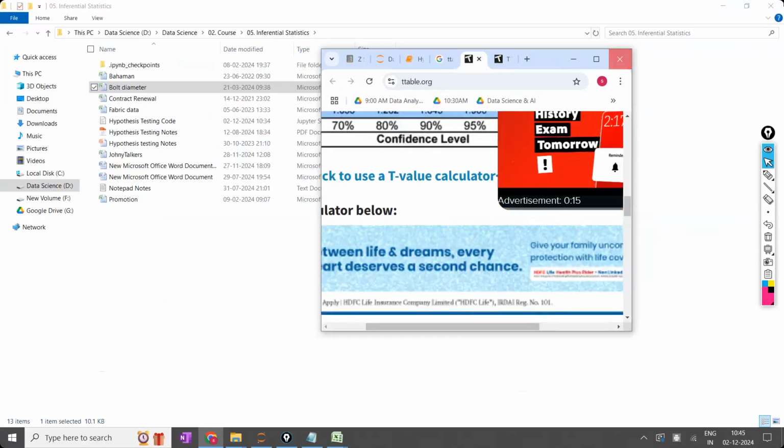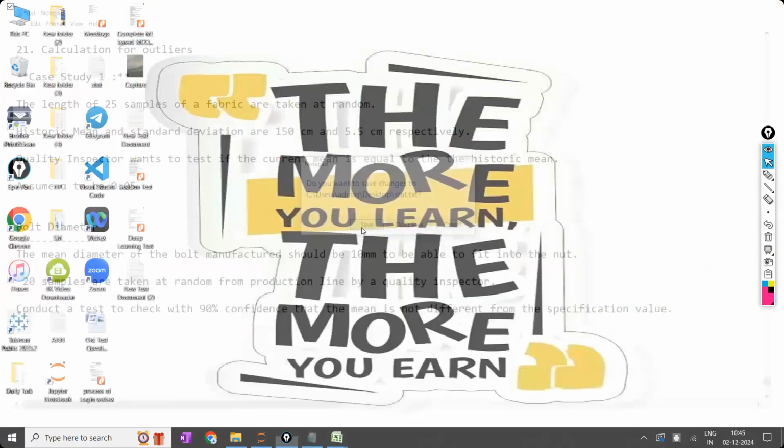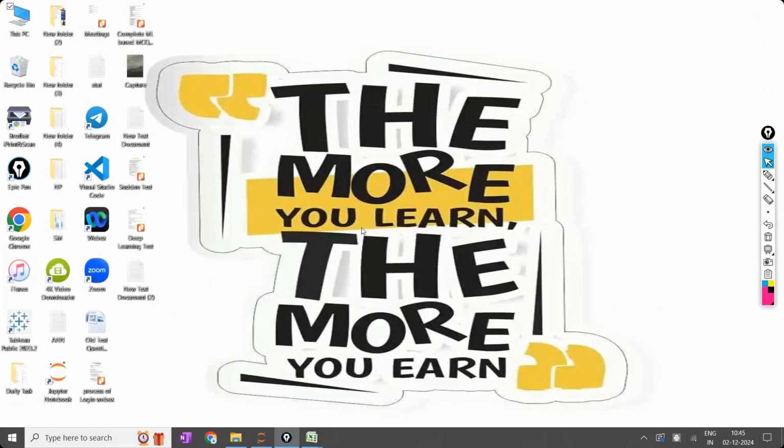Are the points clear, guys, for everyone? What is the minimum sample size required? Why is it equal to 30? The answer is 30. The reason behind that is when the sample size is more than 30, the Z test and T test will be the same, where the population standard deviation and sample standard deviation are the same. That is the reason.